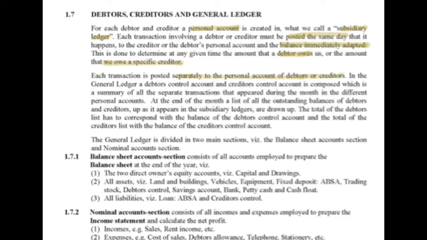In the general ledger, however, we have a collective account called debtors control or creditors control, which is a summary of all the separate transactions that appear during the month in the different personal accounts. So at the end of the month, a list is drawn up of all the outstanding balances of the debtors and creditors, as they appear in the subsidiary ledgers.